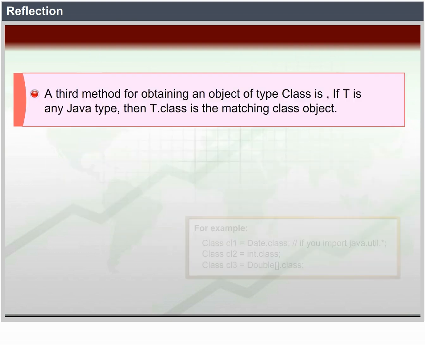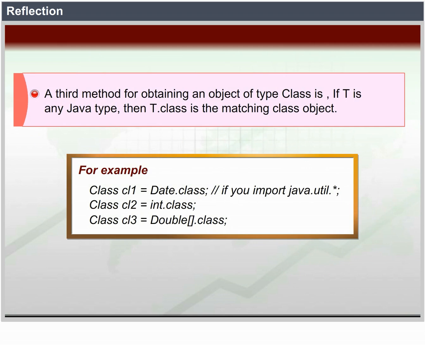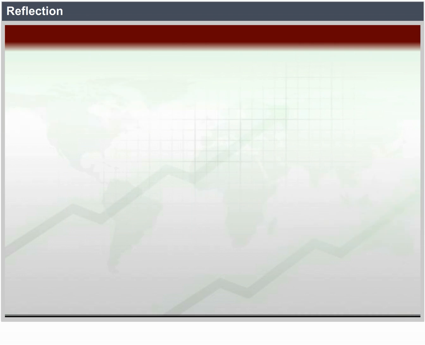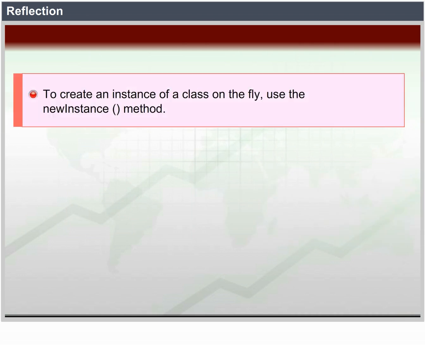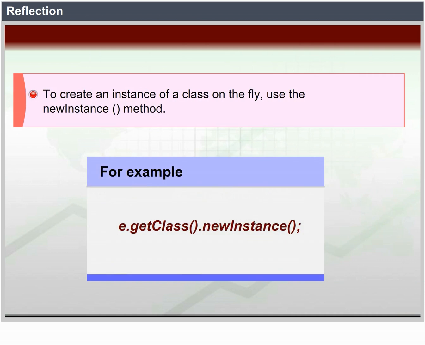Another method for obtaining an object of type Class is: if T is any Java type, then T.class is the matching Class object. For example, Class cl1 = Date.class; if you import java.util.*; Class cl2 = int.class; Class cl3 = Double[].class. To create an instance of a class on the fly, use the newInstance method. For example, e.getClass().newInstance().